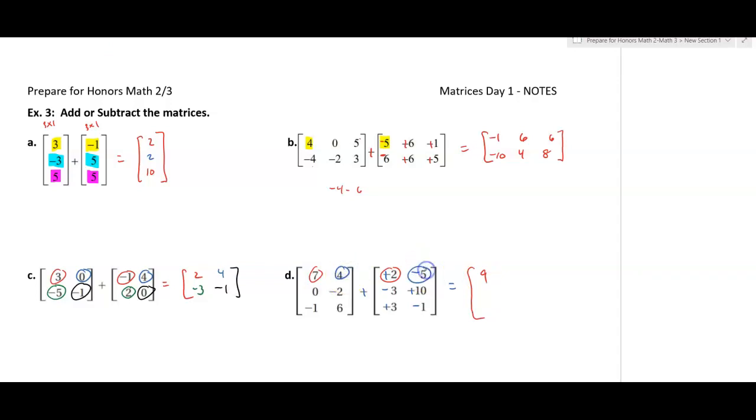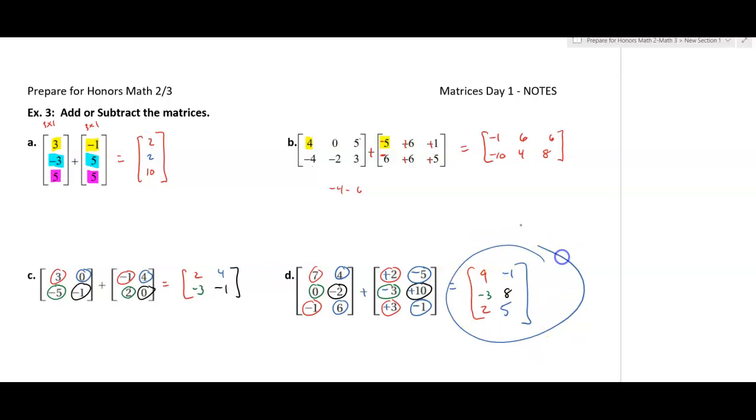4 minus 5 will give you negative 1. 0 minus 3 will give you negative 3. Negative 2 plus 10 would give you 8. Negative 1 plus 3 would give you 2. And 6 plus negative 1 would give you 5. And we are done here.